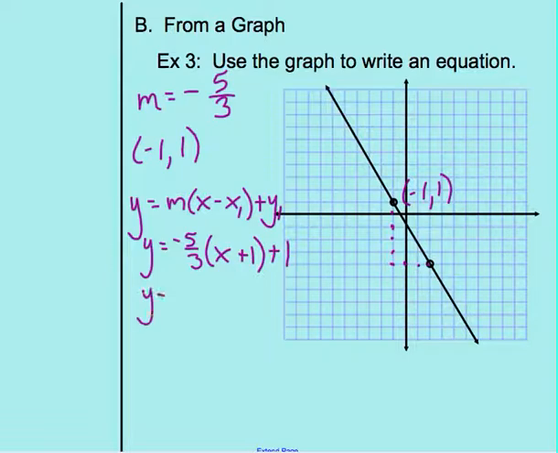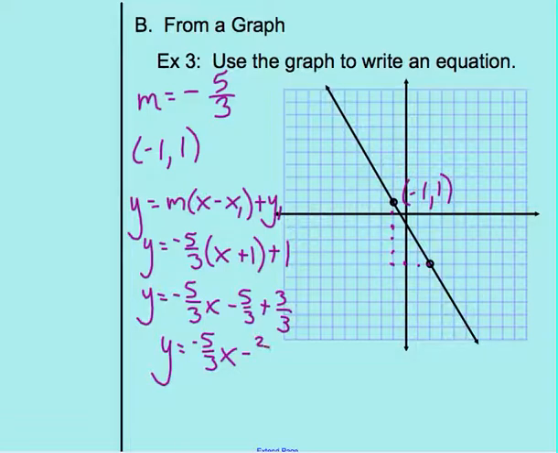We're going to distribute that negative 5/3 to simplify this into slope-intercept form. I'm going to convert my plus 1 to have a common denominator, so that becomes 3/3. So we have minus 2/3 for our y-intercept. And since we have the graph, we can check to see if our equation makes sense. My y-intercept, I got negative 2/3. That looks like it might be about negative 2/3. So I'm pretty confident in my equation.